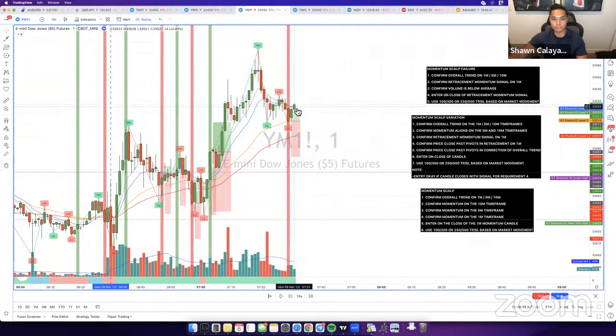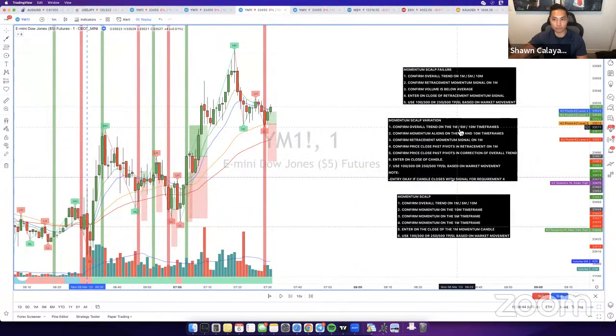So right here, we had price close above it. Again, overall trend was bullish, momentum line on the 5 and 10, retracement momentum signal happened right here. Price retraced below the pivots, closed back above it at that point right there.